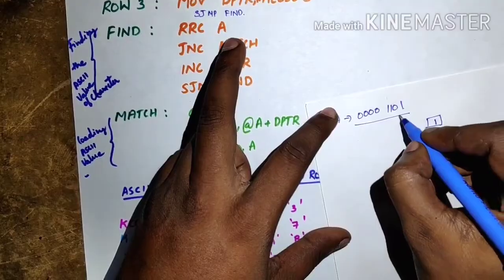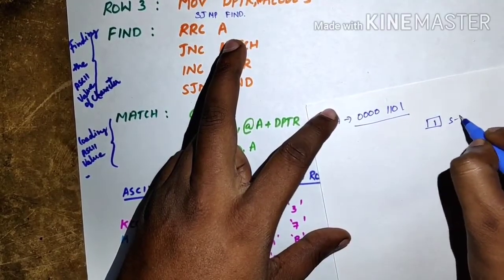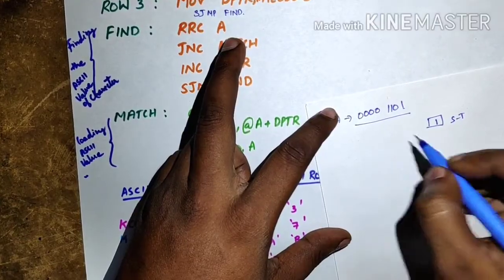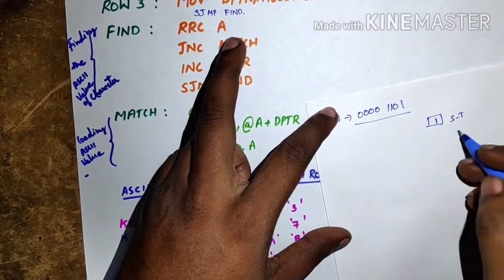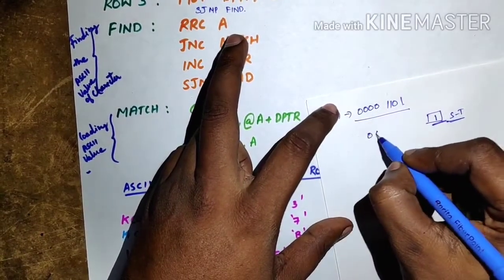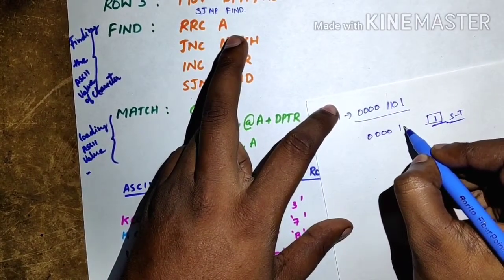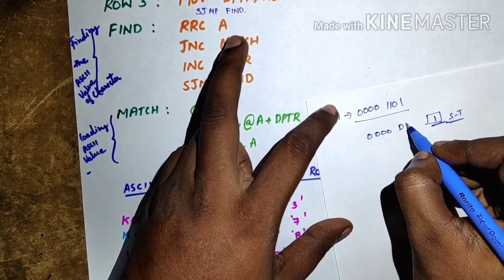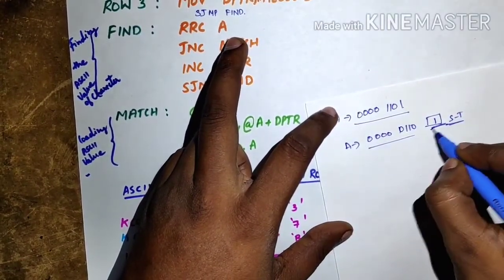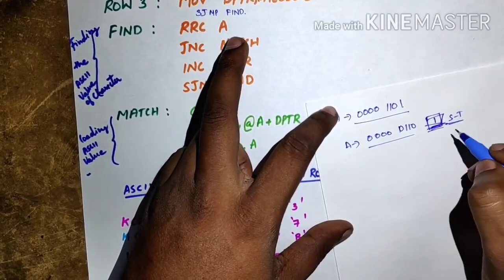Okay, so in step 1 this one will be moved to carry. So this will be moved to our carry. So 0 0 0 0 1 0 1 1 0. So this will be our accumulator value, and this one is given to our carry.